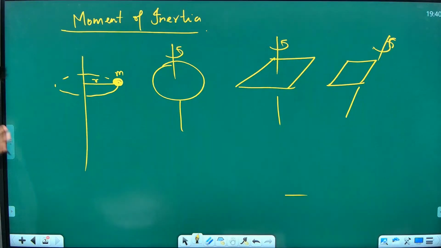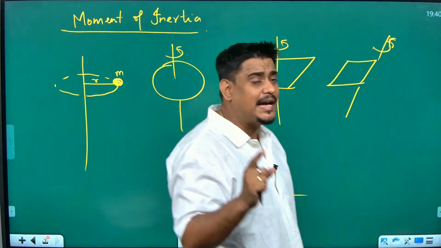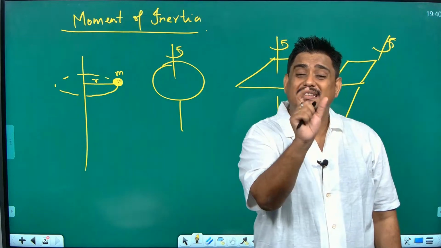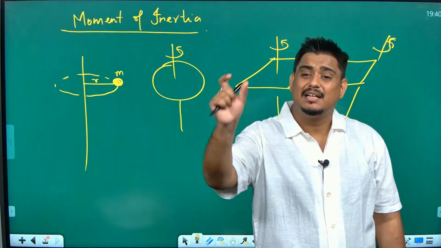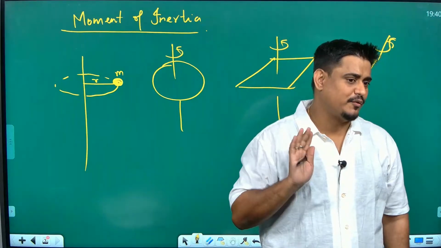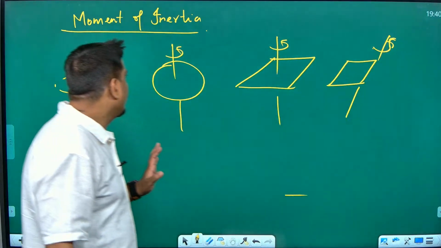It plays the same role as mass. This question has come in the school exam many times. Many times in school exams, they will ask you, what is the analogy of mass in rotational mechanics? What is the answer? Moment of inertia. Now, what is moment of inertia?